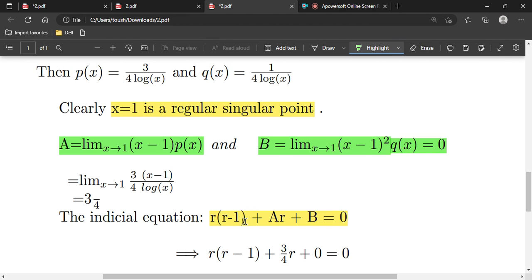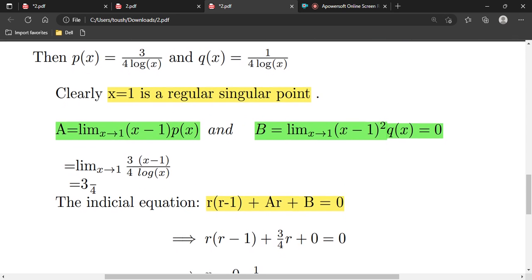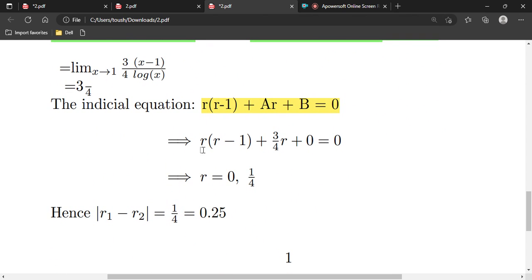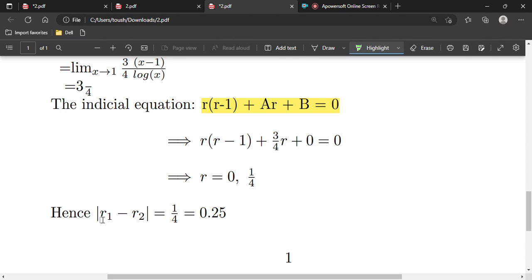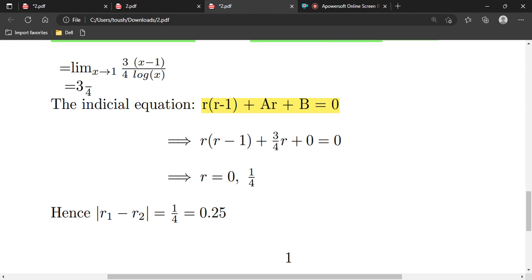So now the indicial equation is this: r into (r minus 1) plus a r plus b equal to 0. Now you have a in your hand, b is in your hand. Do put the value of a and b. What will you get? r into (r minus 1) plus 3 by 4 r plus 0 equal to 0. So from this you will get r is 0 and 1 by 4. So you have to find what was in the question: mod of r1 minus r2. So it is 0 minus 1 by 4. So you will get 0.25. That is the required answer of the question.